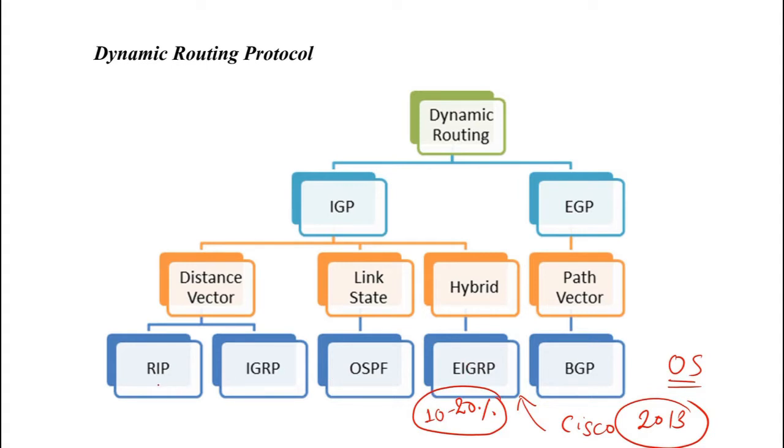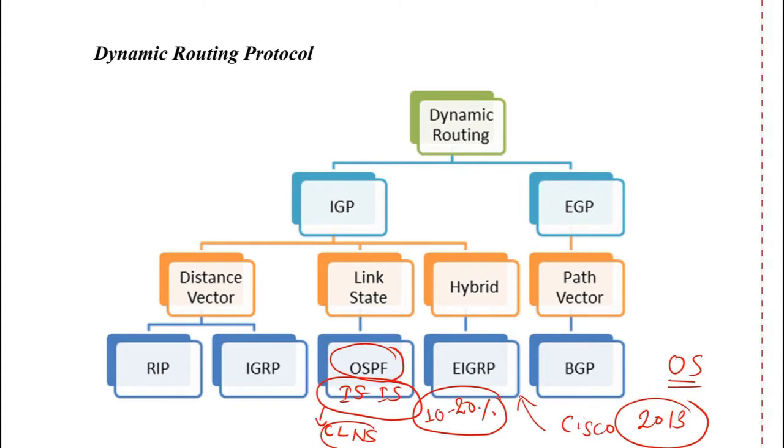So these are the open standards: RIP, OSPF, and one I told you about, ISIS. The maximum is covered by OSPF. Most enterprises are running OSPF, and some companies are also running ISIS. ISIS is also known as CLNS. We call it connectionless network something, I don't remember exactly, but it is a CLNS protocol. We call it ISIS.